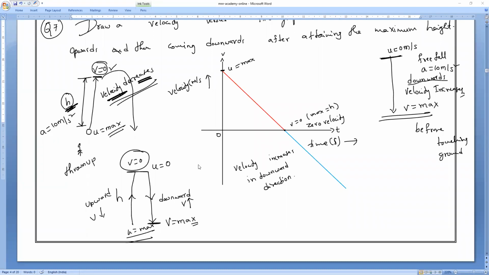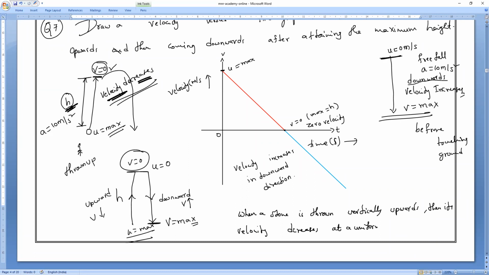So now I'll say two statements also. Write the statements. When a stone is thrown vertically upwards, what will happen? Velocity decreases or increases? Decreases. Decreases at a uniform rate. Uniform rate means acceleration is what? Constant or varying? Constant. Okay.